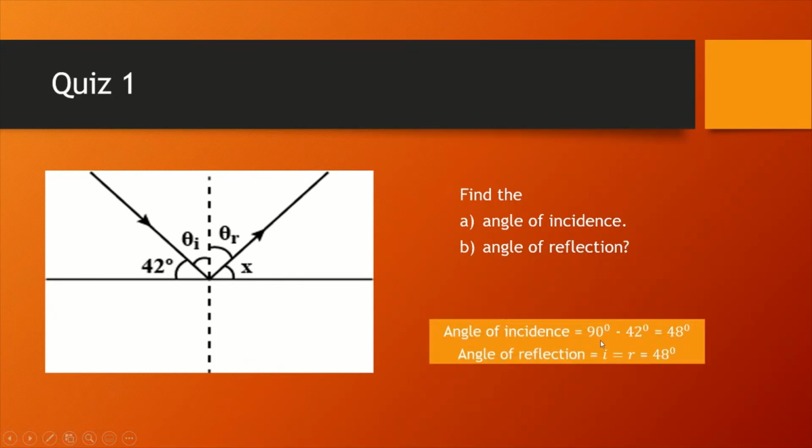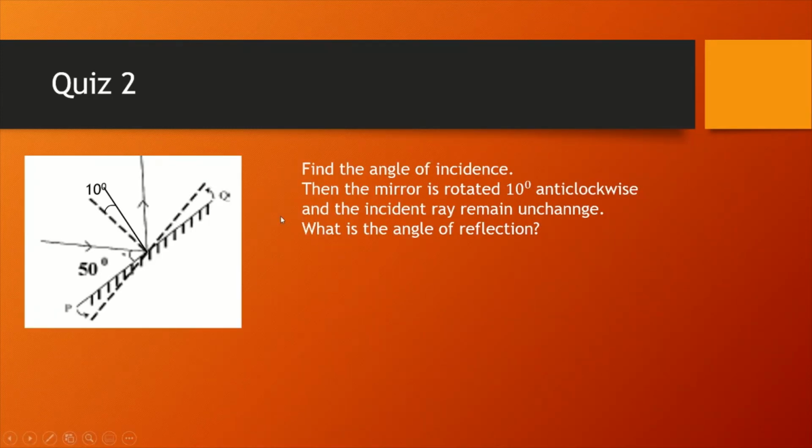So it is 90 minus 42. So you get 48. And how much is the reflected angle? Angle of reflection is the same as the angle of incidence. So therefore it is 48. Okay? Alright.